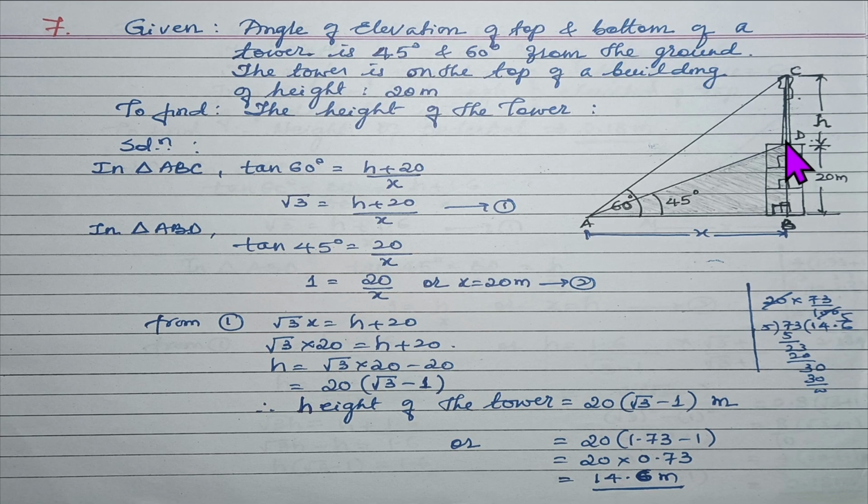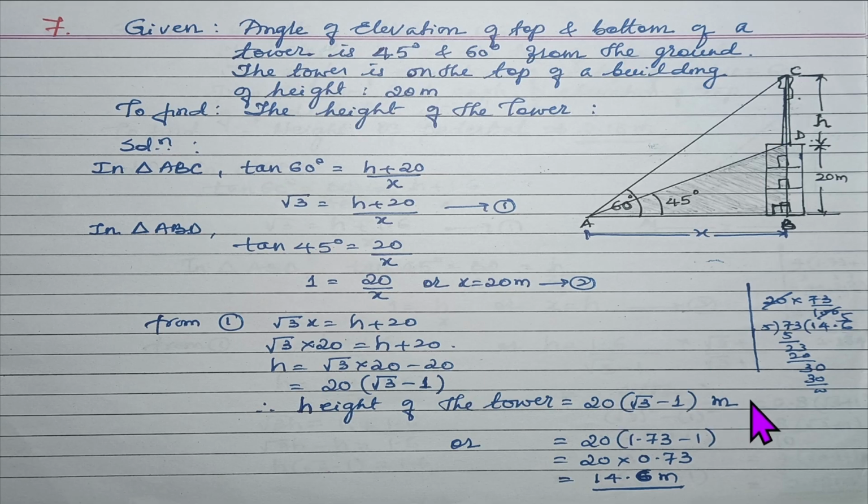Now if you take the triangle ABD, then tan 45 degrees is equal to BD by AB, that means 20 by x, and tan 45 degrees, as you know, is 1, and therefore 1 is equal to 20 by x, therefore x is equal to 20 meters. Now using these two equations, we can solve for the small h. So now root 3 x is equal to h plus 20, and x is 20 here. Root 3 into 20 is equal to h plus 20, or h is equal to root 3 into 20 minus 20, or 20 times root 3 minus 1 meters is the height of the tower.